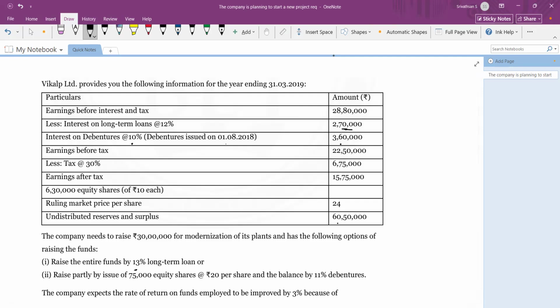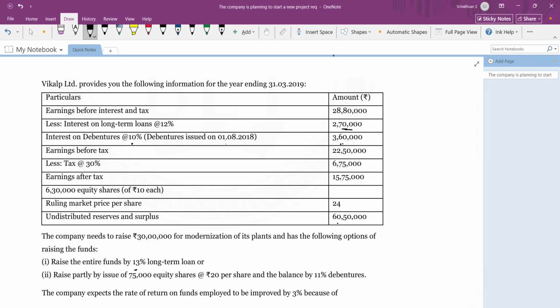Interest on debentures at 10% is 3 lakh 60,000 and these debentures were issued on 1st August 2018. So again, this 3 lakh 60,000 is the amount of interest that we are paying on debentures. What is the total value of the debentures that we issued? That is something which we need to calculate.